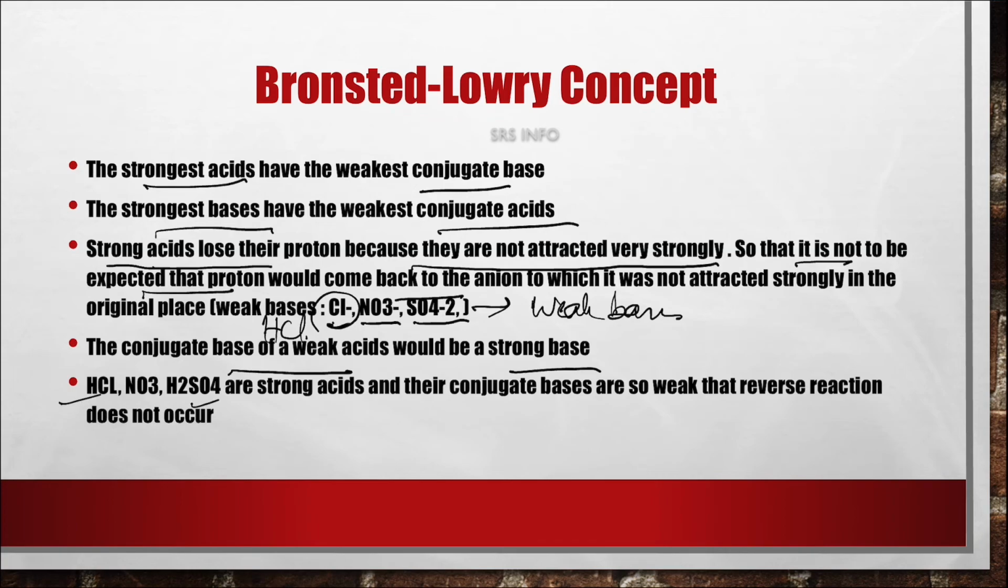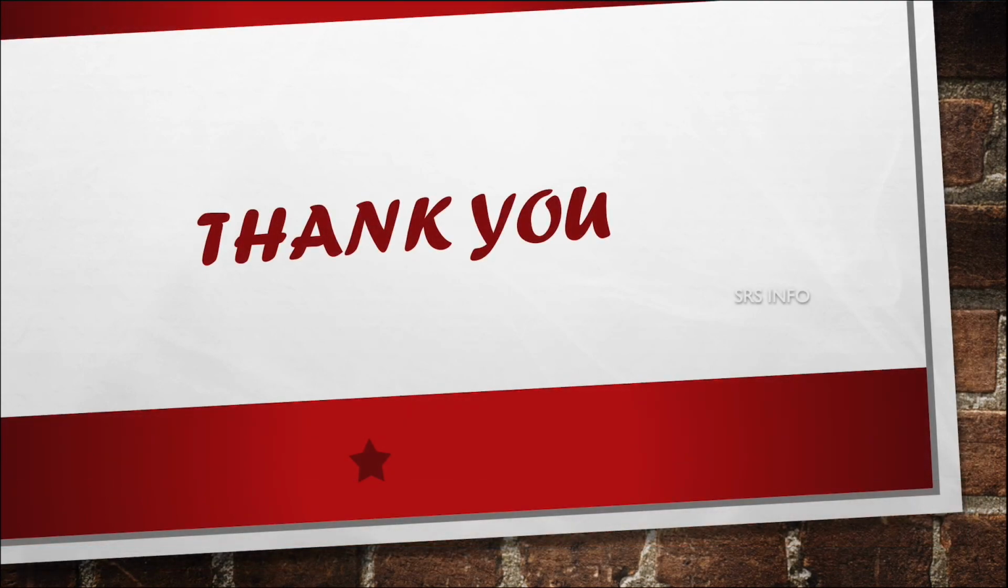Weak acid would have a strong base. Hydrochloric acid, sulfuric acid, etc. are strong acids, and their conjugate bases are so weak that there is no possibility of reverse reaction. That is why these acids are strong and their conjugate bases are so weak. This is the concept of acids and bases, which is explained by Mr. Bronsted and Lowry. Okay, I hope you understood this concept.